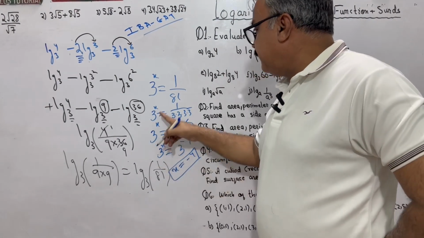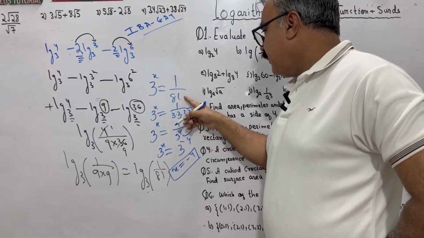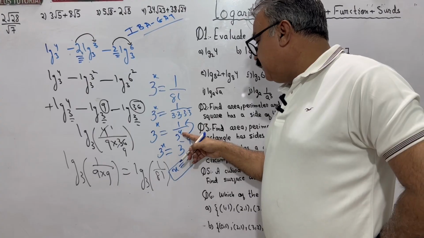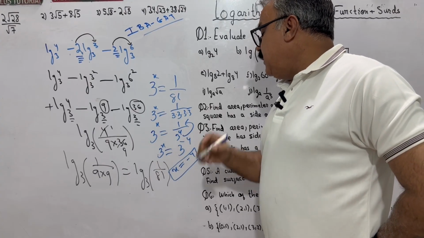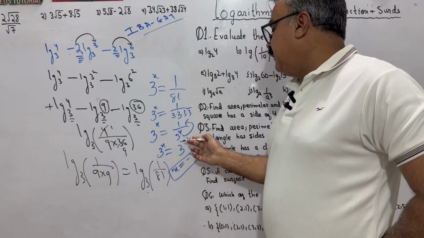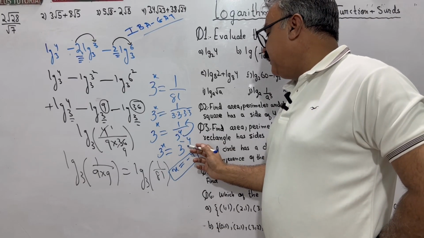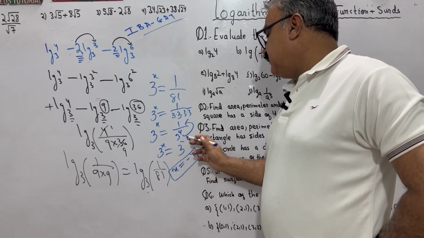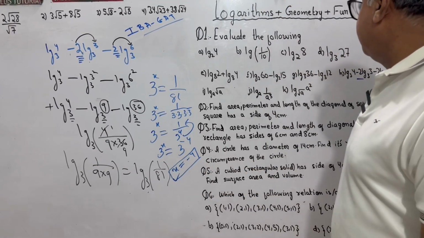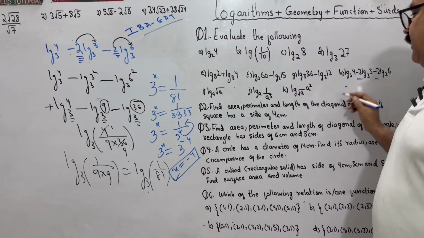Same, 3 raised to what power to get 1 over 81. Factorize 81, 4 times, 3 raised to 4. Here 3 is in numerator, here 3 is in denominator. To make them compatible, shift this 3 raised to 4 to the numerator as 3 raised to negative 4. Compare the powers. Bases are equal, therefore powers are equal. X is equal to minus 4 is our answer in that case.